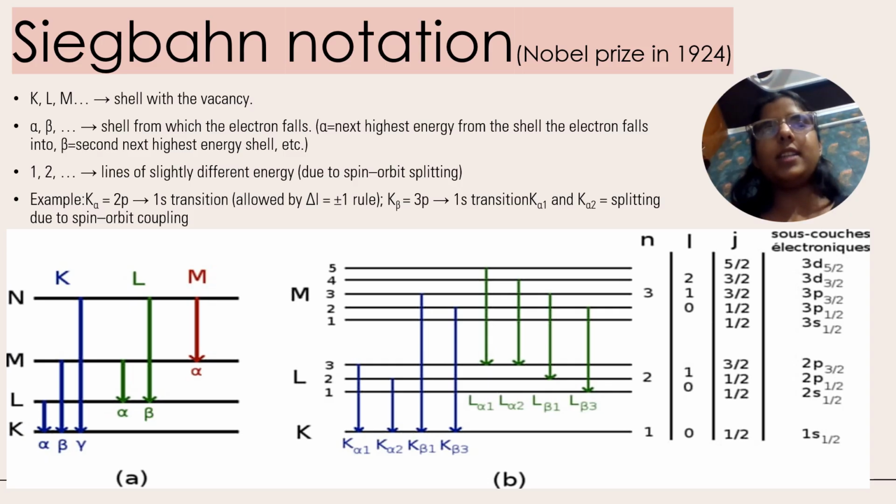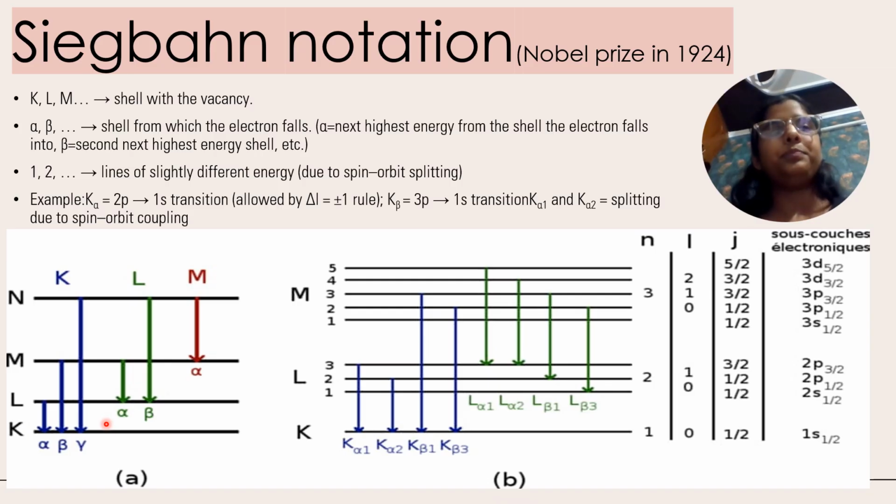Now let's discuss the Siegbahn notation, which is a system used to name different X-ray spectral lines. This notation was introduced by the Swedish physicist Manne Siegbahn to make the naming of X-ray lines simpler and more systematic. Instead of giving complicated electronic transition numbers, he assigned short symbols like K alpha, K beta, which we can see here, and the transitions are also shown here.